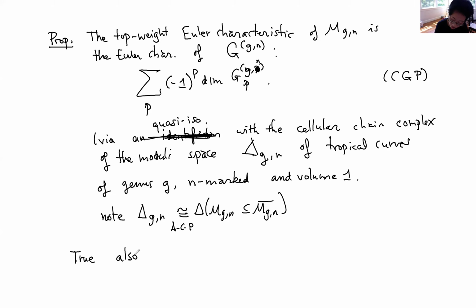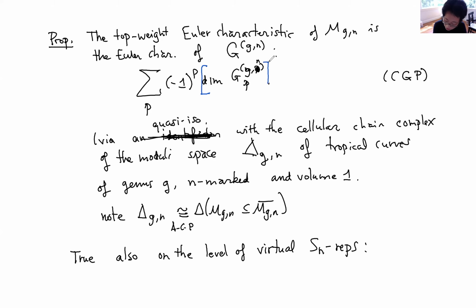So this proposition is also true on the level of virtual SN representations. Namely, this top weight Euler characteristic of MGN can be identified with the Euler characteristic of GGN as an element of the Grothendieck group of finite dimensional SN representations. So in other words, formal Q linear combinations of representations of SN up to isomorphism. Is it okay? And that's what we want to calculate.